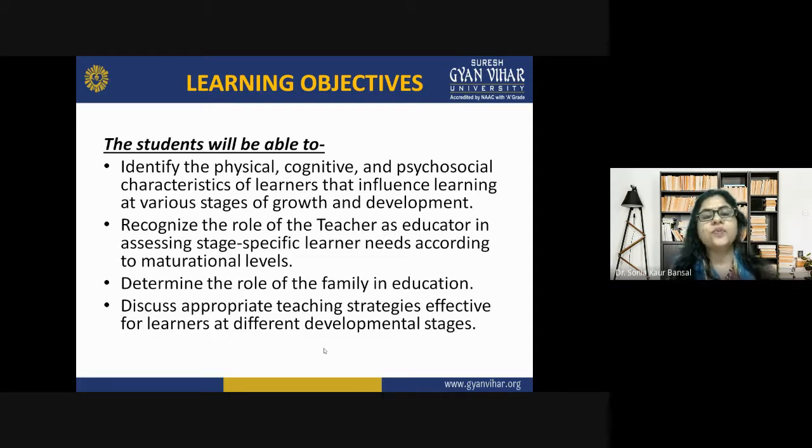You will also be able to determine the role of the family in education in the different stages of development. You will also be able to discuss the appropriate teaching strategies effective for learners at different developmental stages.